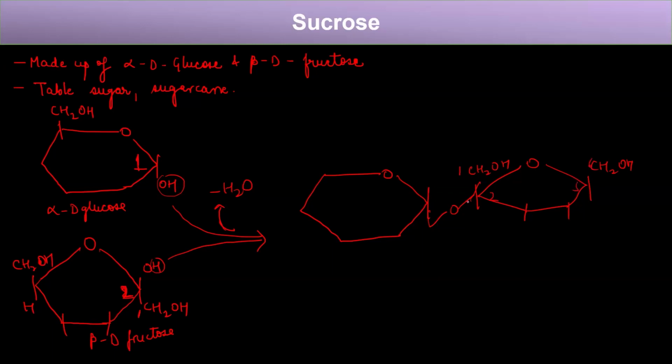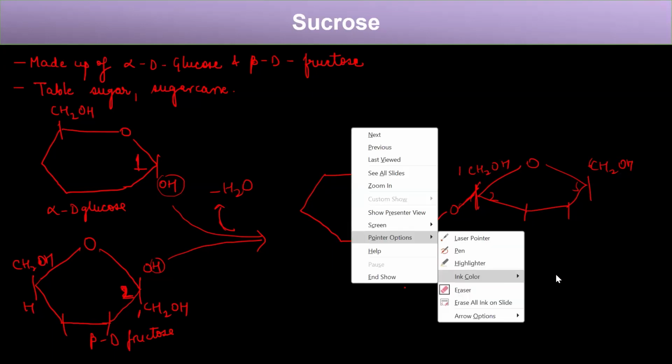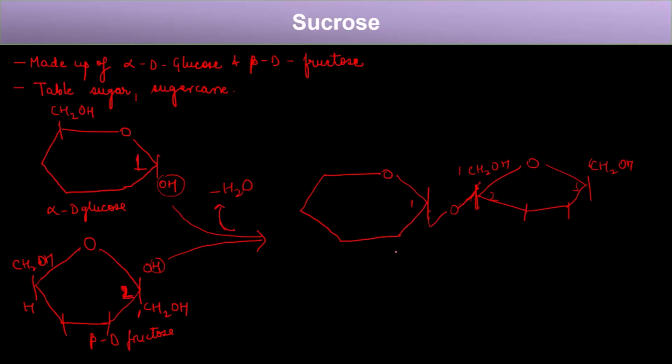So the bond will look something like this. This linkage is known as, because it has glucose and fructose both, its bond will be something different. So its name will be something different. The first moiety that we have is glucose, right? So in the first carbon, we have glucose.